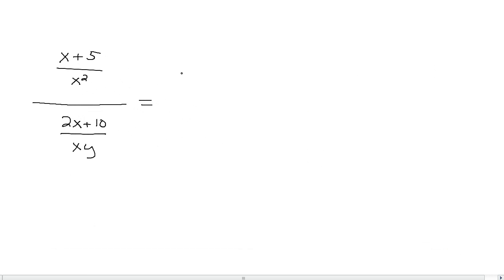Okay, here's another complex fraction. I've got x plus 5 over x squared divided by 2x plus 10 over xy. So when you divide by a fraction, and we are dividing by this fraction, you multiply by its reciprocal. So here's my x plus 5 over x squared. Instead of dividing by this, I'm going to multiply by the reciprocal.